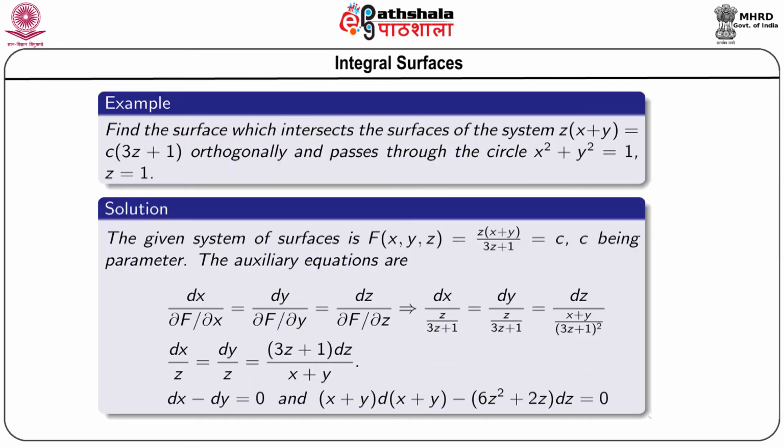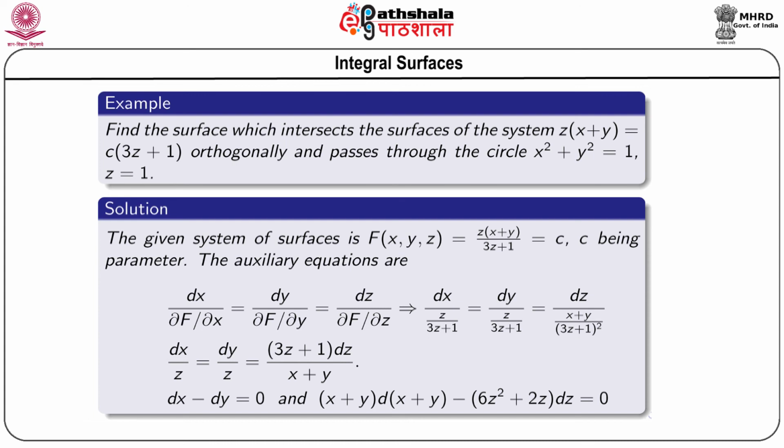Now, we shall take another example to make the concept clearer. In this example we have to find the surfaces which intersect the given system of surfaces z(x + y) = c(3z + 1), where c is an arbitrary constant. That means we have to find the system of surfaces which cut the given system orthogonally, and which pass through the circle x² + y² = 1 and z = 1.